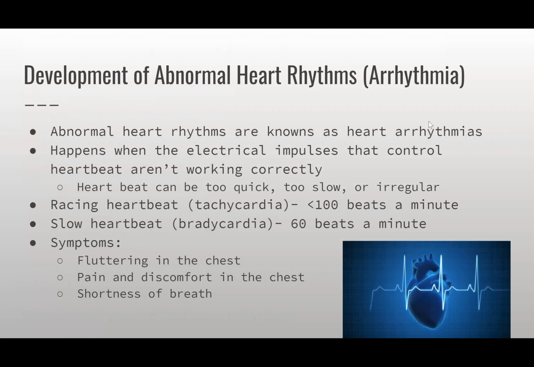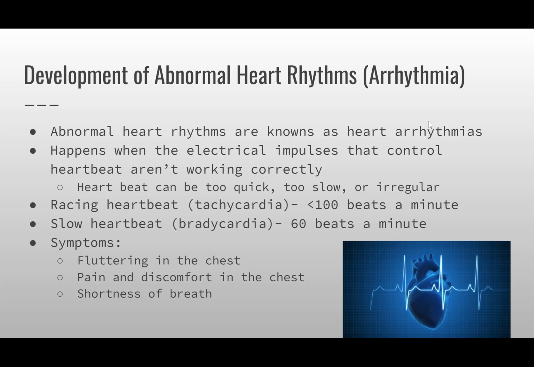Okay, so now we're talking about the development of abnormal heart rhythms, which is actually called arrhythmia. This basically happens when the electrical impulses that control your heartbeat aren't working properly. So they could be sending a signal to have the heartbeat too quickly or too slow, or maybe irregular. So it could be a little bit of both. And we'll talk about this in a little bit, but a racing heartbeat is called tachycardia, which is greater than 100 beats a minute. And then a slow heartbeat is called bradycardia, which is below 60 beats a minute.